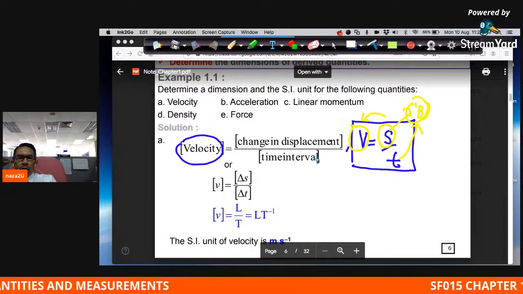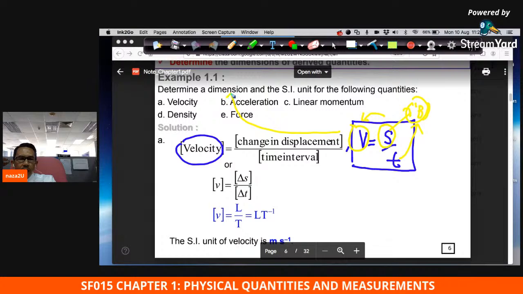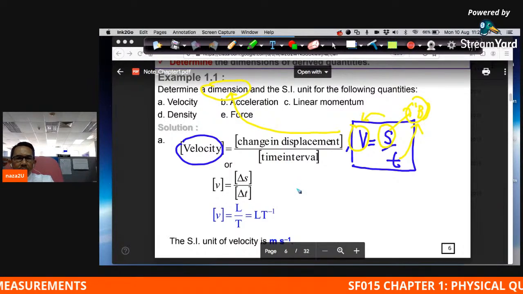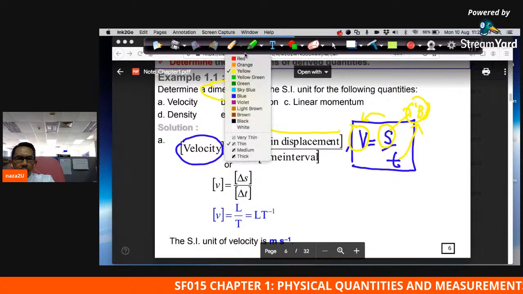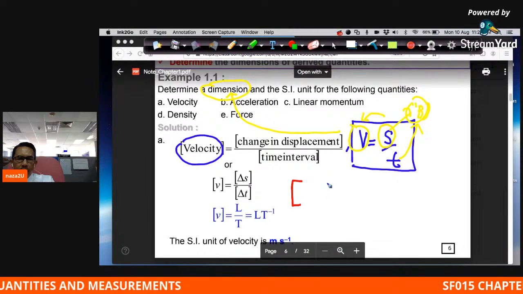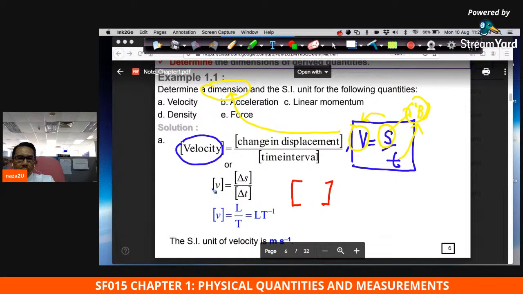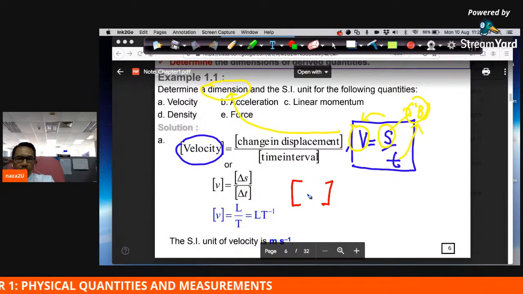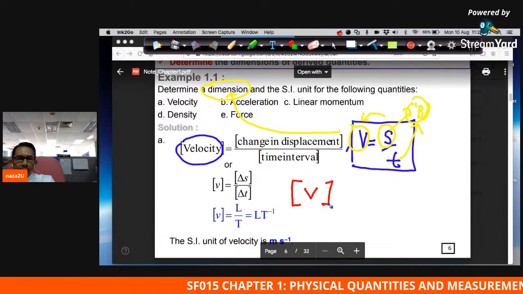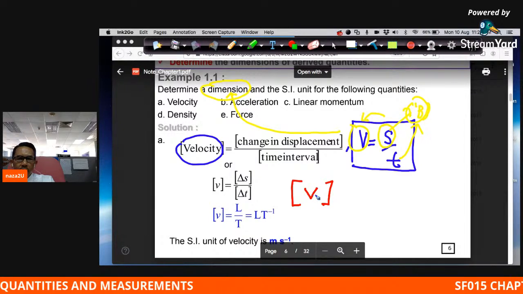So how can you relate this to the dimension? What do we want to explain about dimension? Okay, first is the symbol of dimension. If you look at the lecture note, the symbol is like a bracket, right? Let's say you have a velocity. If you put the symbol V in the bracket here, it means this is the dimension of velocity.